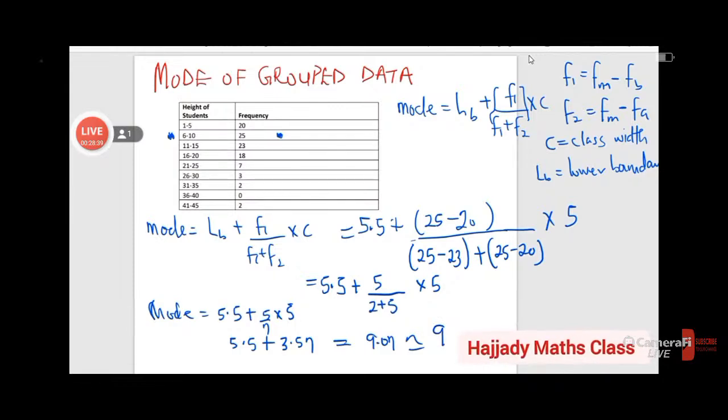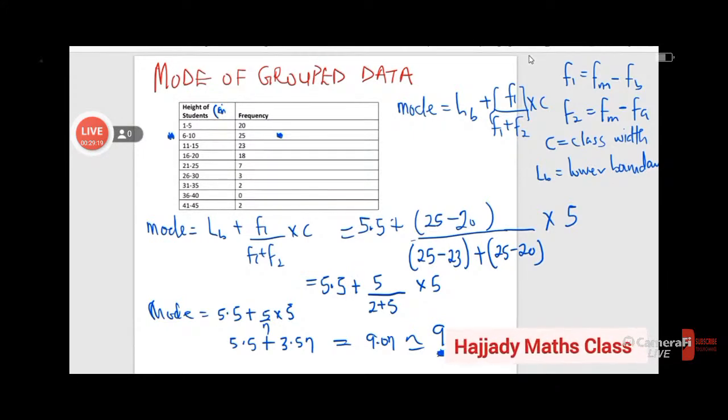So that will be the height of the student, in meters or whatever unit the height of the student is in. Now, you will see that this value 9 must fall within the range of 6 to 10, just like we did in the median. If it falls outside it, then there's a mistake somewhere. This is the modal class, and our final answer here is 9.